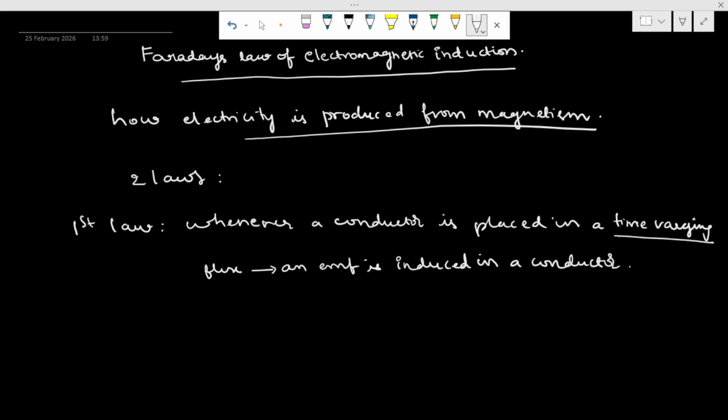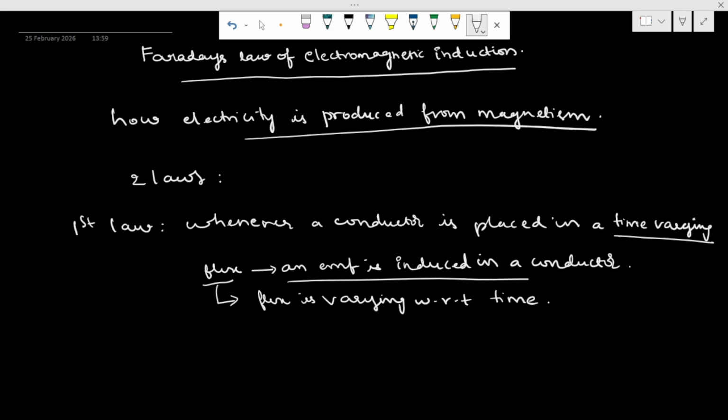Time varying flux means the flux is varying with respect to time. Whenever a conductor is placed in a flux that is varying with respect to time, an EMF is induced in the conductor. This is the first law of Faraday's electromagnetic induction.